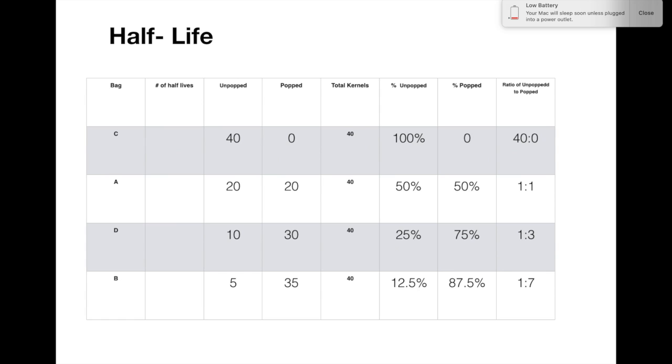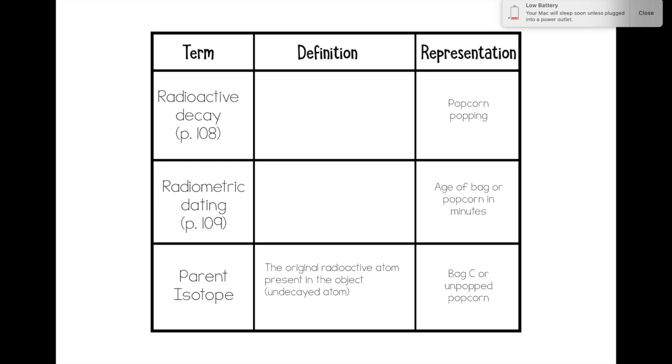This gives us enough information to fill in our chart. Notice on each way down, it's cutting them exactly in half. So, how many half-lives do we have for bag C? 0. Half-lives for A? 1. Half-life for D? 2. And half-life for B? 3.